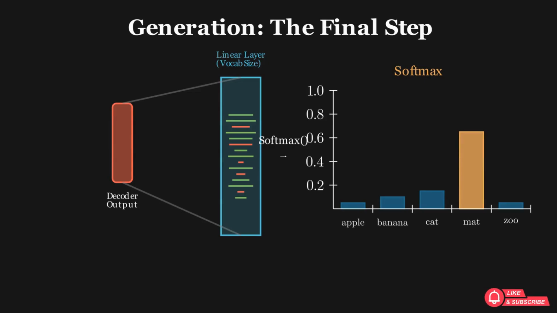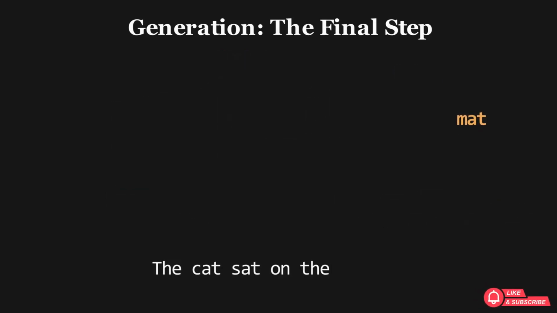The model sees that Matt has the highest probability, 65%. So it outputs Matt, but the job isn't done. This word is fed back into the input to generate the next word. This is called autoregression. The output becomes the new input.